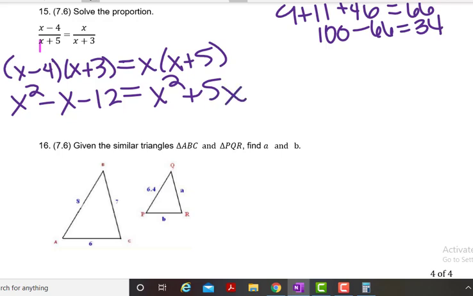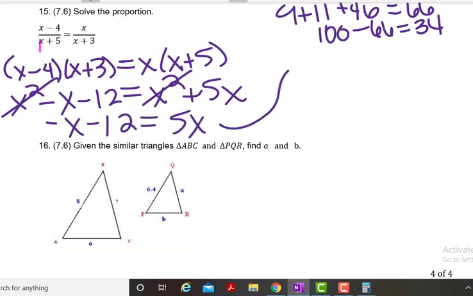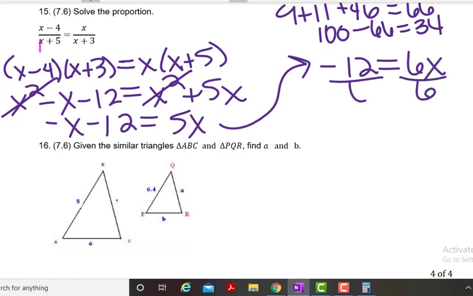If you subtract x squared from both sides, they cancel. I have minus x minus 12 equals 5x. Adding x to both sides, I get negative 12 is equal to 6x. And then dividing both sides by 6, I get x is equal to negative 2.